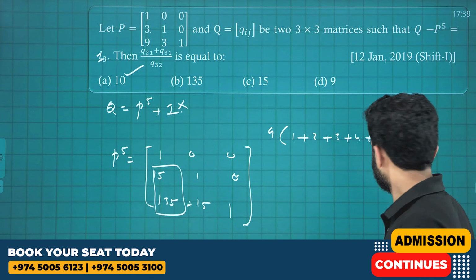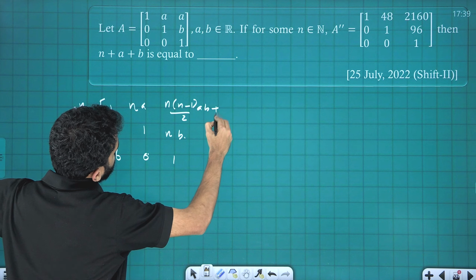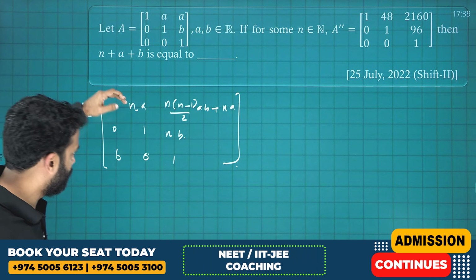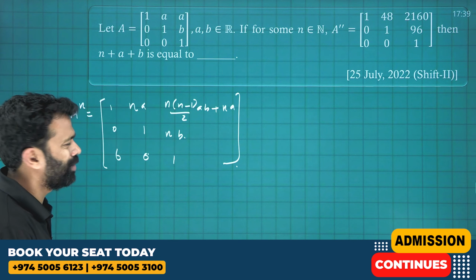Next one. This is another matrix like this. Here, A raised to n, there is a shortcut to find it. You can find the solution just by multiplying A square, A cube, like that. I am going to detail A raised to n: that is 1, 0, 0, then nA, 1, 0, no change here and here. Then nB, then nA, and here it will be n into (n minus 1) by 2 into AB plus nA. The element in position 3, 1 will change slightly.